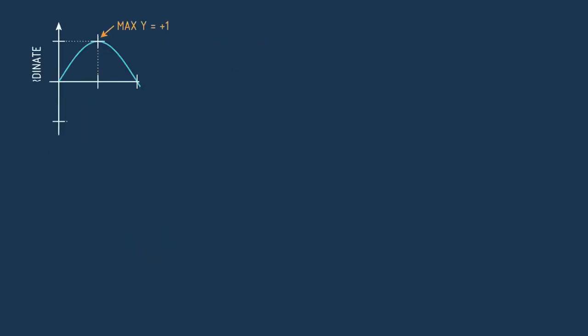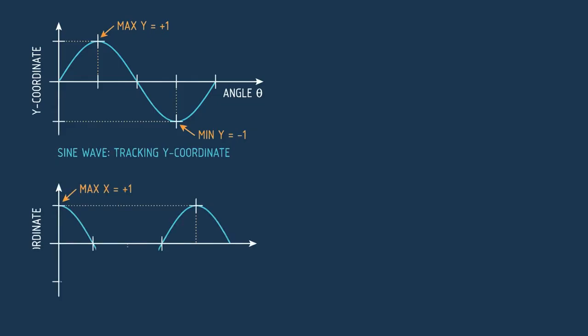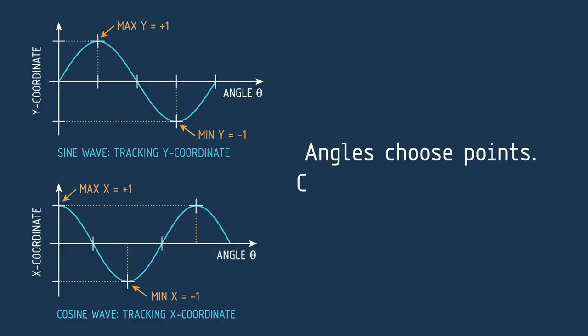Finally, let the point move. As theta increases, track the y-coordinate and you get the sine graph. Track the x-coordinate and you get the cosine graph. The wave shape, the bounds, and the period all come from circular motion. Everything reduces to one sentence. An angle determines a point on the unit circle, and the coordinates of that point define trigonometry.